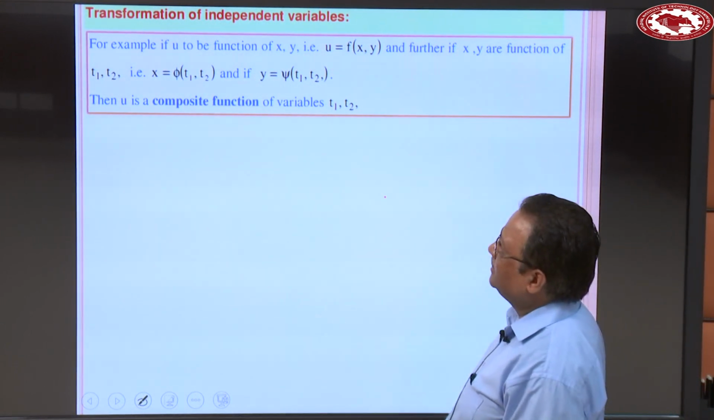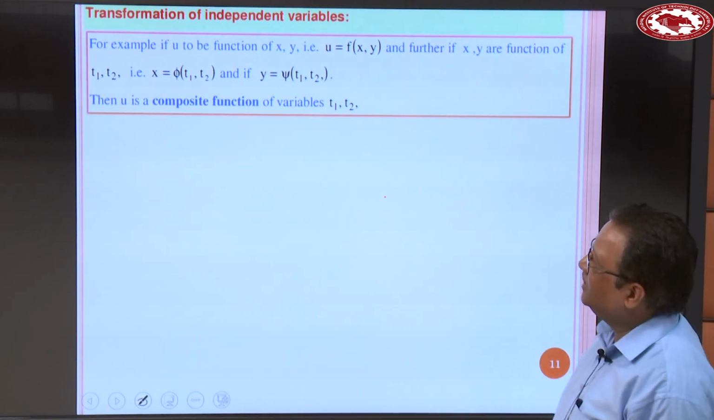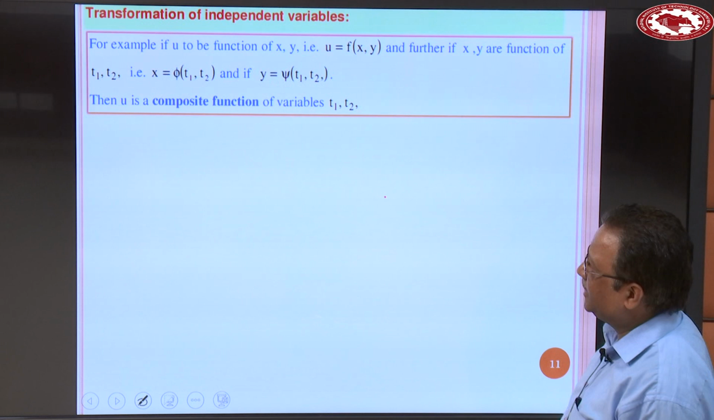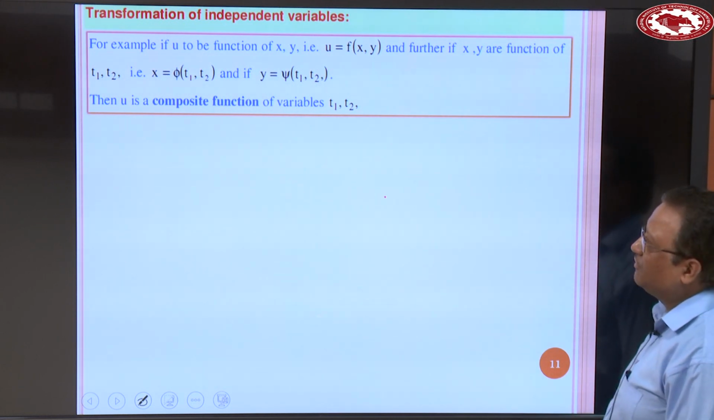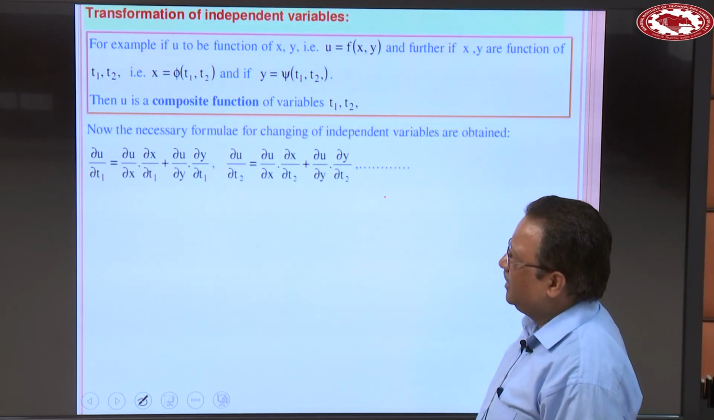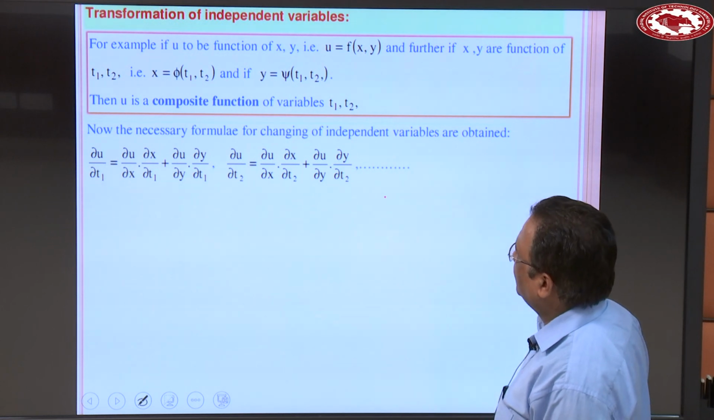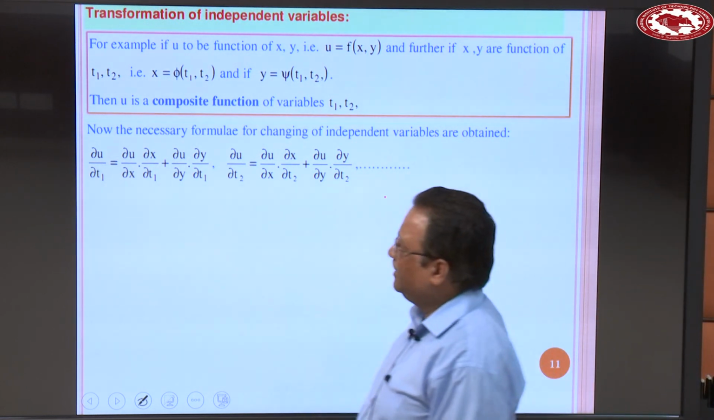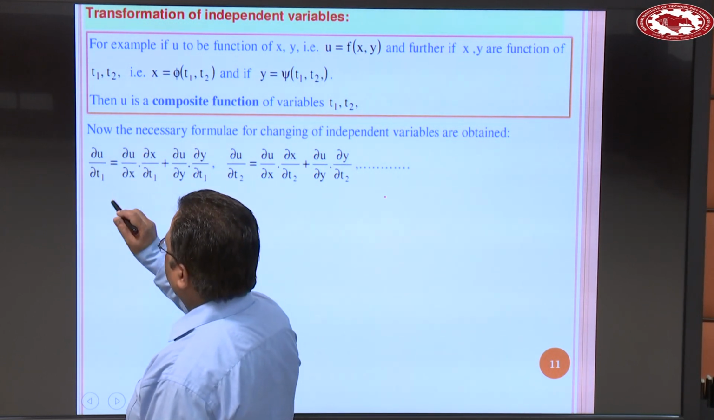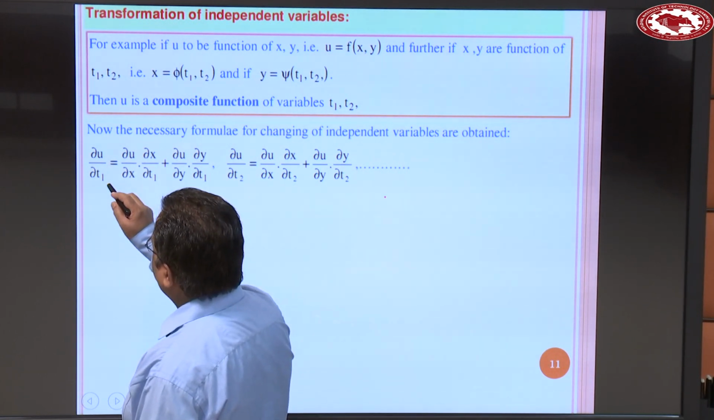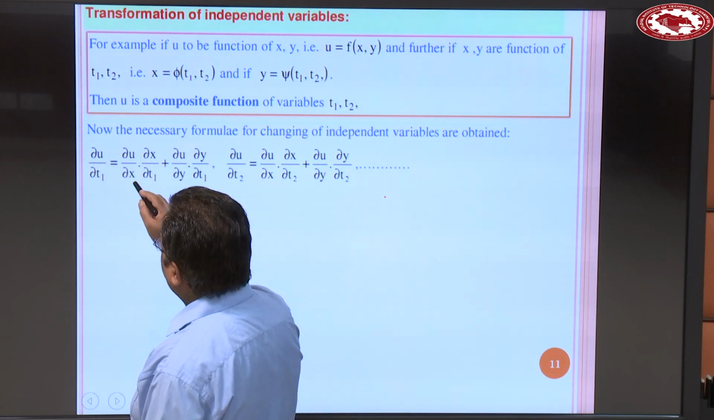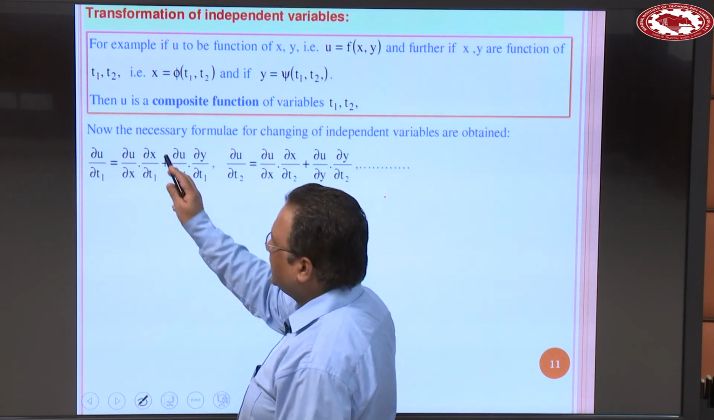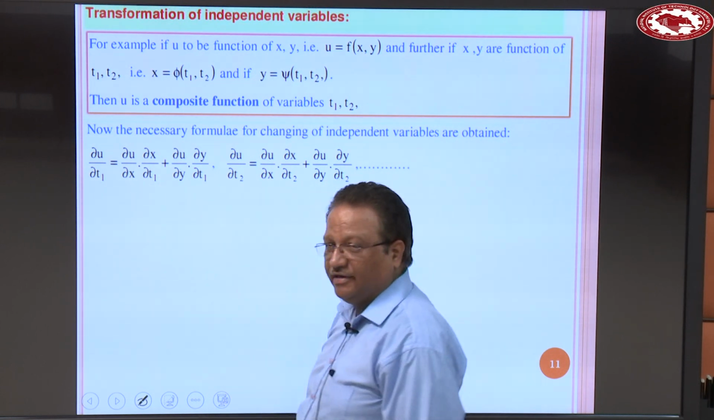In the previous slide, if u is a function of x and y, and further x and y are functions of t1 and t2, then u is a composite function of the variables t1 and t2. Now, the necessary formula for changing of independent variables are obtained. Then how can we evaluate ∂u/∂t1? In this case ∂u/∂t1 is equal to ∂u/∂x times ∂x/∂t1, not dx/dt1.